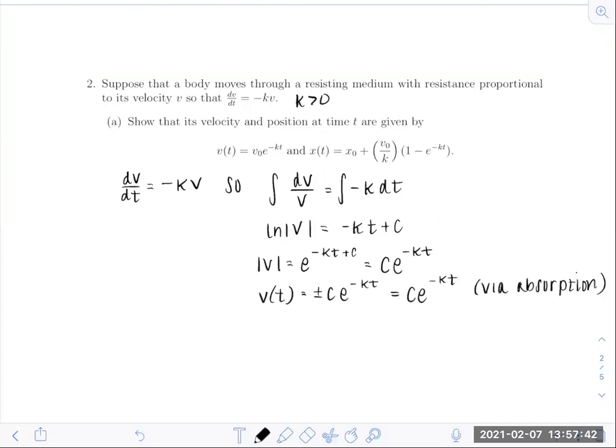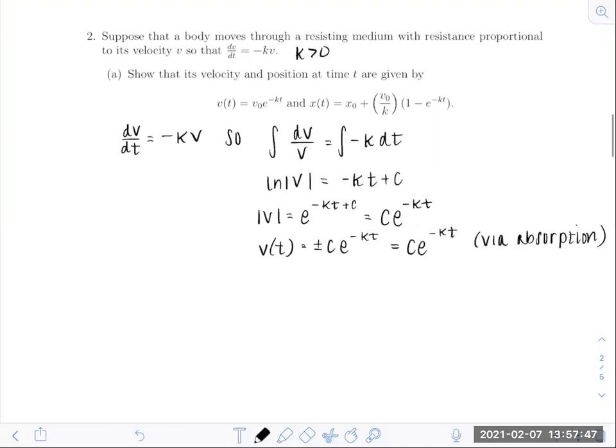All right, so now we'd like to write this in terms of a generic initial condition. If we let V of 0 be denoted by V naught, then by plugging 0 into the equation, we get C e to the 0, which is of course C. So then we conclude that our velocity is equal to V naught e to the negative kt, which is what we were supposed to show. So there's our first one.